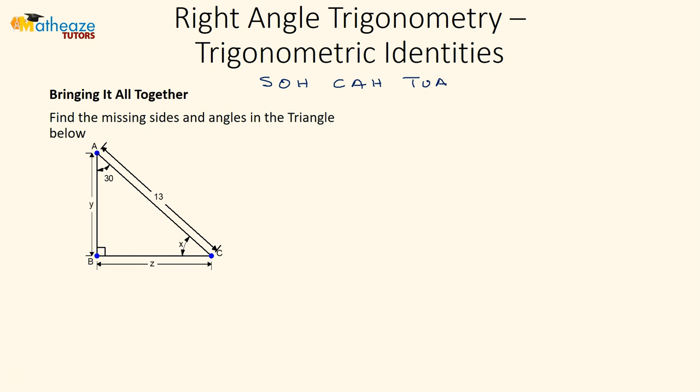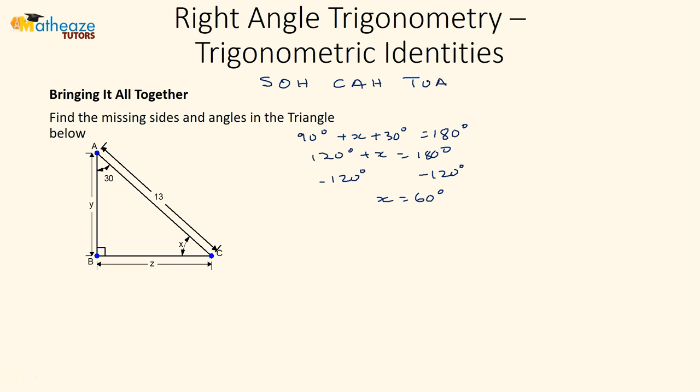Let's start with X. Because this is a right triangle, what we know about triangles is that all angles in a triangle add up to 180 degrees. So the angle formed at B is 90 degrees. So 90 degrees plus x plus 30 degrees is equal to 180 degrees. So 120 degrees plus x equals 180 degrees. Let's subtract 120 degrees from both sides, and x is 60 degrees.